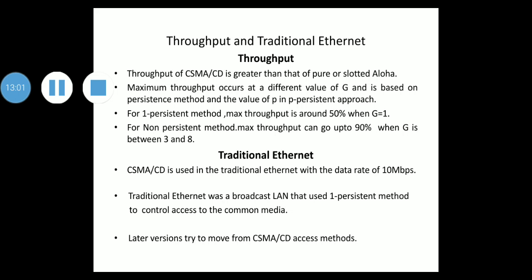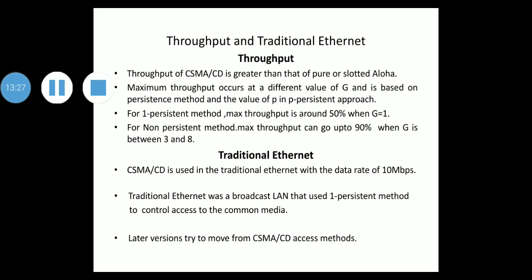Sorry, I'll repeat. The maximum throughput occurs at a different value of G and is based on the persistent method and the value of p in the p-persistent approach. If it is the one persistent method, the maximum throughput is around 50% when G equals 1. For the non-persistent method, the maximum throughput can go up to 90% when G is between 3 and 8.